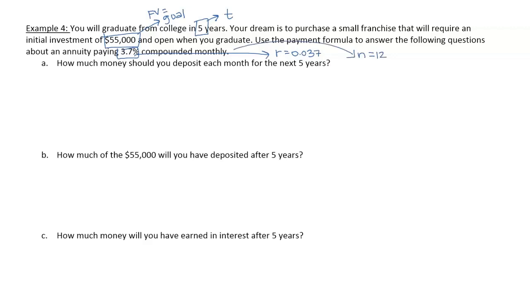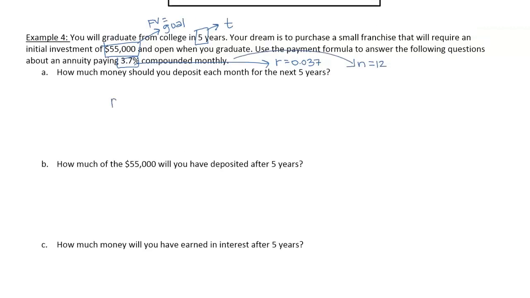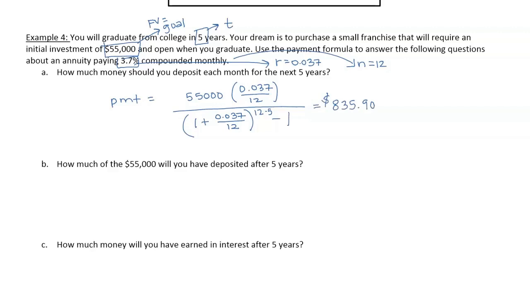So PMT equals 55,000 times 0.037 divided by 12. That's the numerator. And the denominator becomes 1 plus 0.037 over 12, all raised to the 12 times 5, then minus 1. If you put that in your calculator, you get $835.90. This is the amount that we will deposit every single month for 5 years to get to our goal of $55,000.